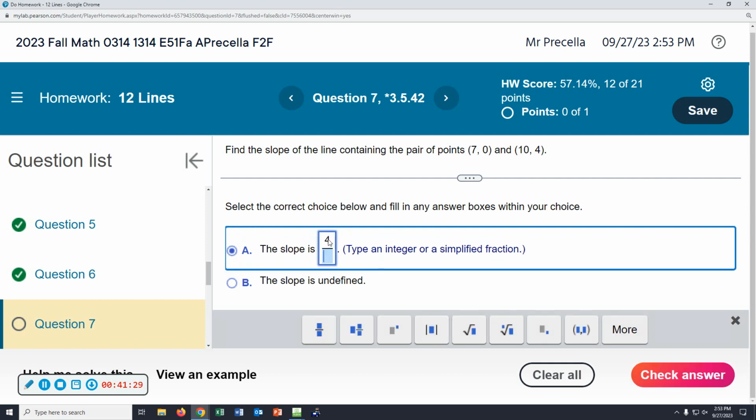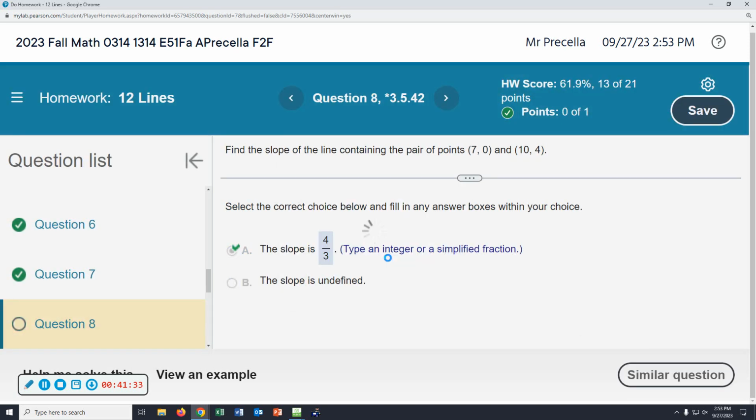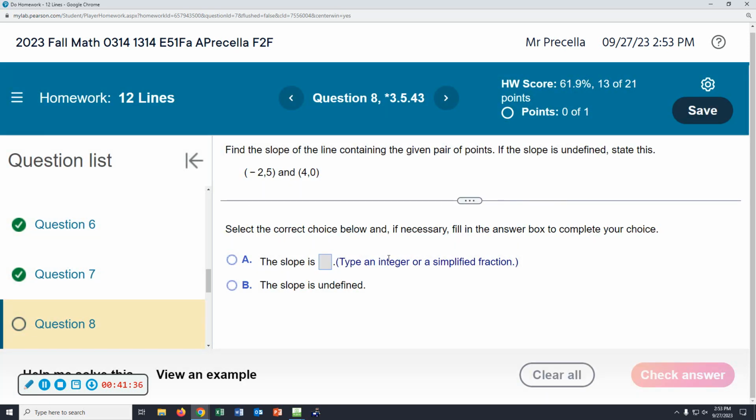Okay. 4/3. Next one's got to be hard. Okay, number 8. Find the slope. It's the same instructions.